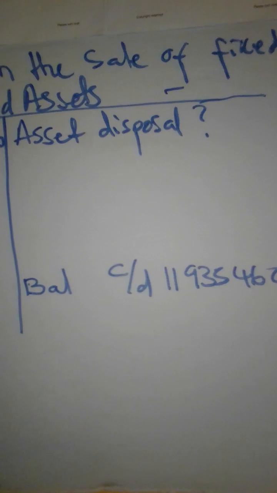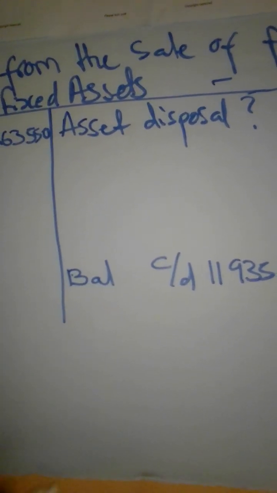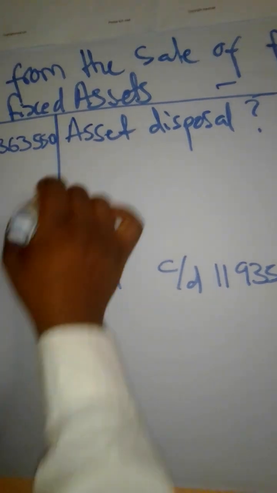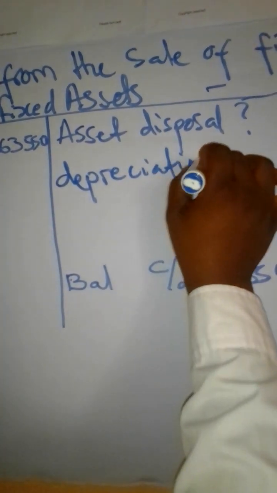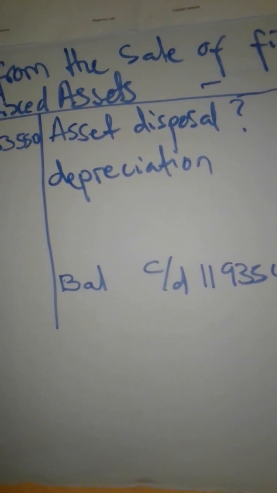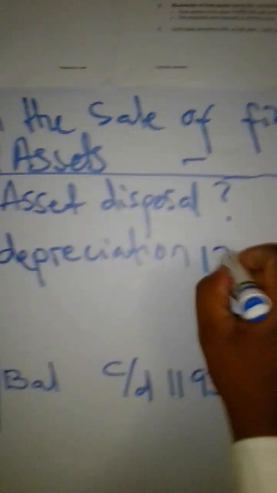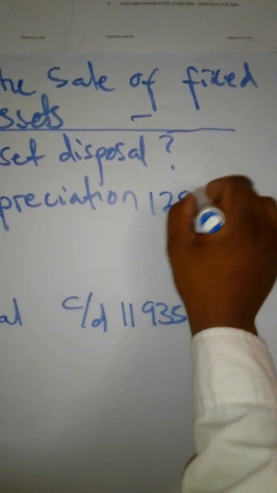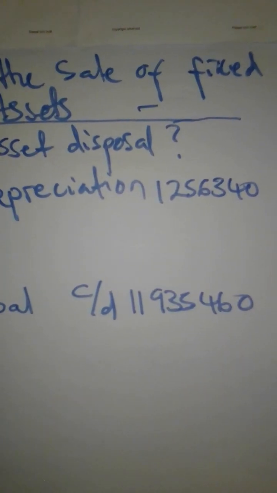And then depreciation, on which side do we record depreciation? Definitely on the credit side, because depreciation also decreases our fixed assets. So we're also going to record our depreciation on this side. The depreciation, you'll find it from the extract from the income statement. Let's go to the extract from the income statement and look for depreciation. Here is our depreciation, 1,256,340.